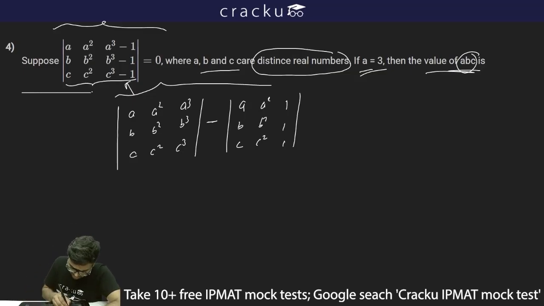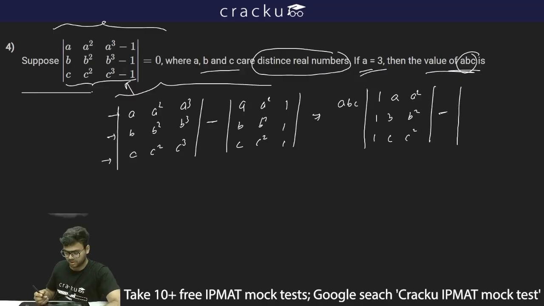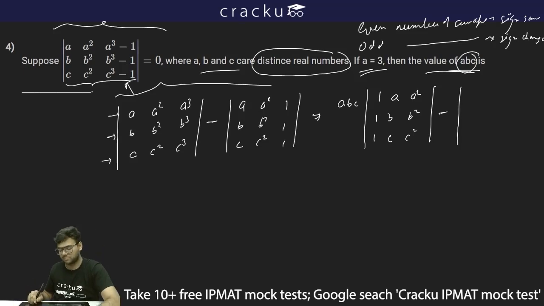Now I'll take a common from the first row, b common from the second row, and c common from the third row. So abc I have taken common, and this will be 1, a, a square; 1, b, b square; and 1, c, c square. Minus this, I can just perform some swapping of the columns. If I have an even number of swaps, the sign will remain the same. If there are an odd number of swaps, the sign changes, that is positive becomes negative and negative becomes positive.